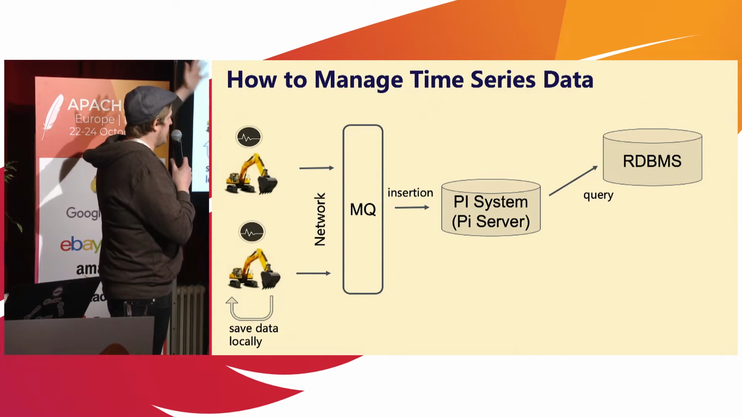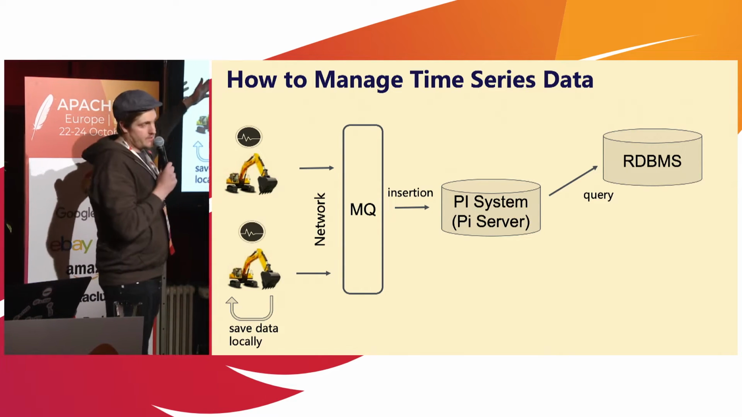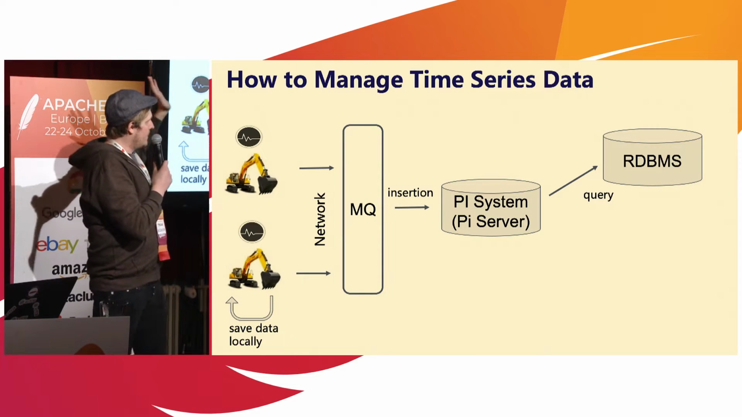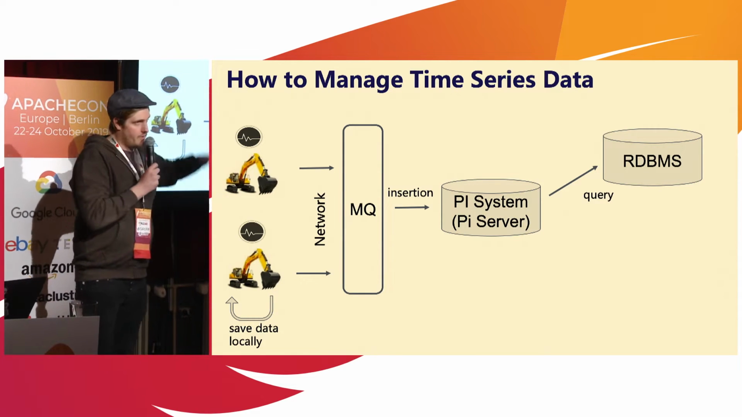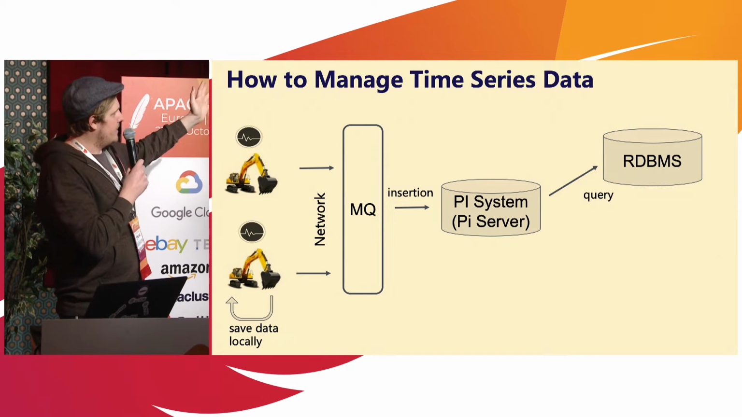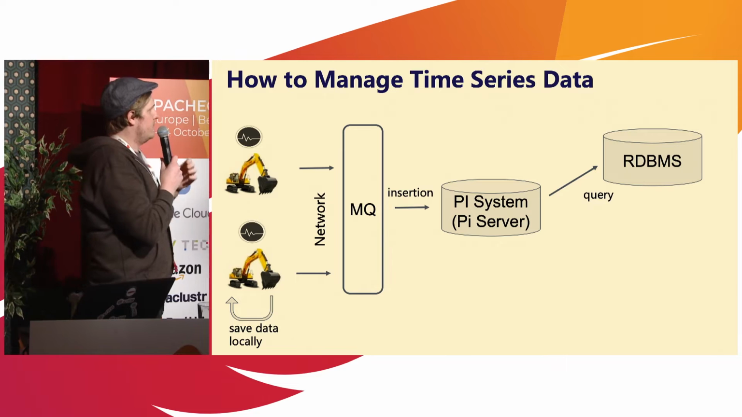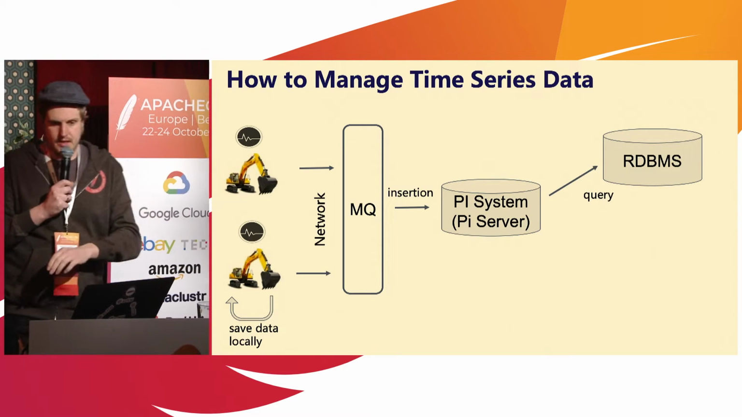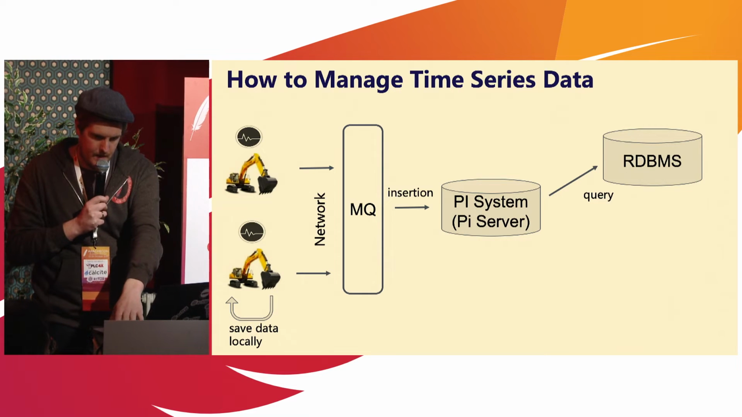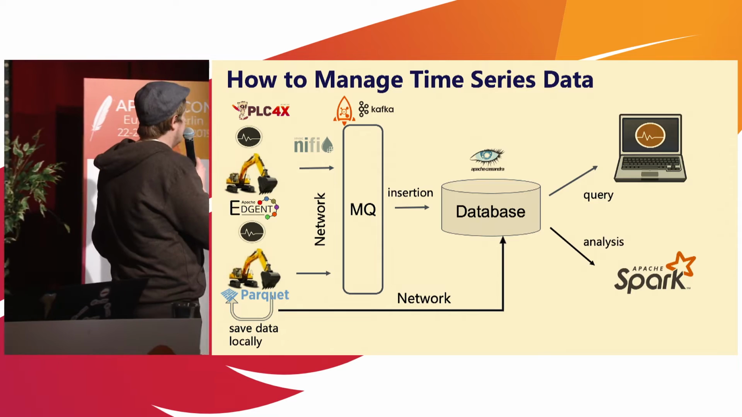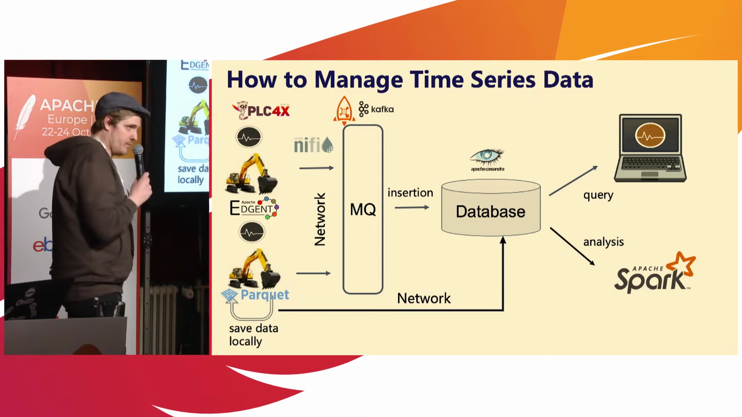A typical setup basically is you have the machines generating the data, then you have some kind of messaging system, and then you insert it into some kind of server, and later on transfer it to an RDBMS where you make it available for OLAP applications, basically. And the current setup could be something like this.